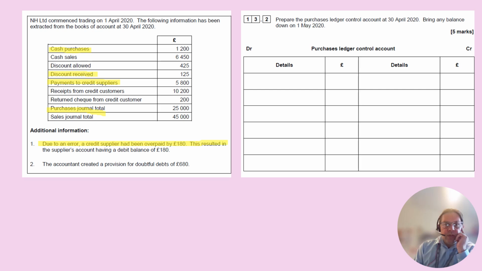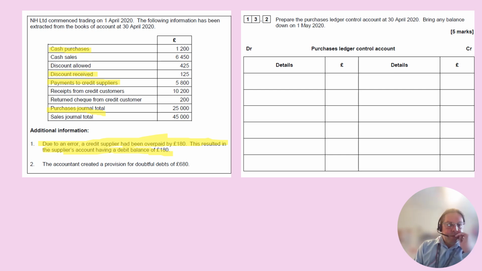This one's awkward. We've overpaid a supplier, so we've got a debit balance of £180. That's unusual because obviously it's normally a liability. We're going to have to be very careful and separately record that £180 in the control account to make sure we've got a record and we claim that back and make sure we don't pay them too much again in the future, so we can clear it down to zero. The provision for doubtful debts is relevant to the sales ledger and wouldn't go in any control account anyway.